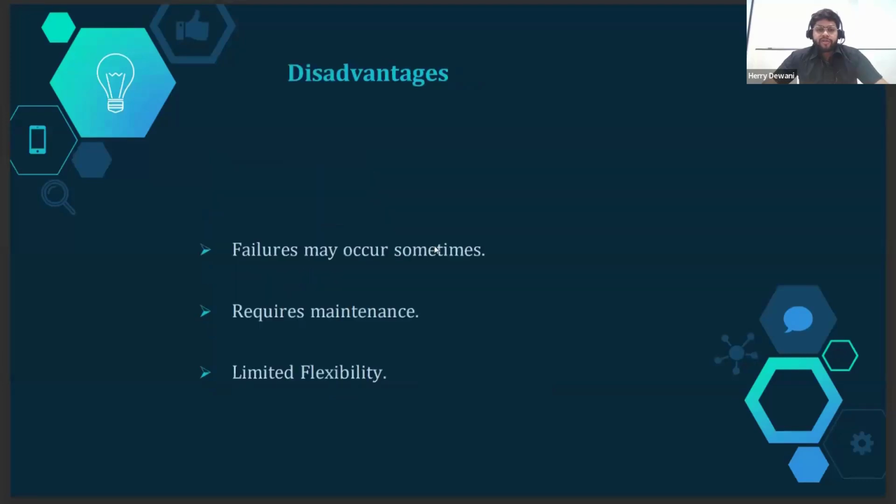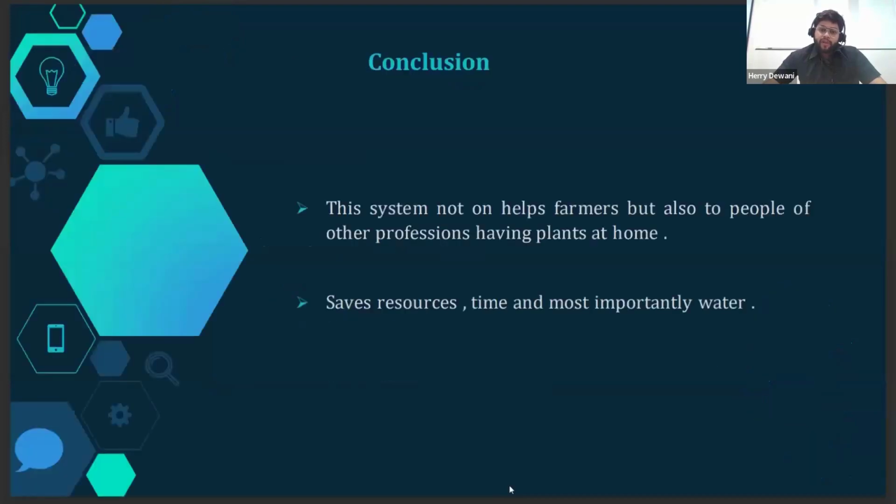Let us quickly take a look at the disadvantages. Automatic irrigation systems sometimes rely on technology, which can malfunction or break down, interrupting the irrigation process. They require regular maintenance and repairs to ensure they are functioning properly. They may not be suitable for certain crops or soil types, limiting the flexibility of the irrigation.